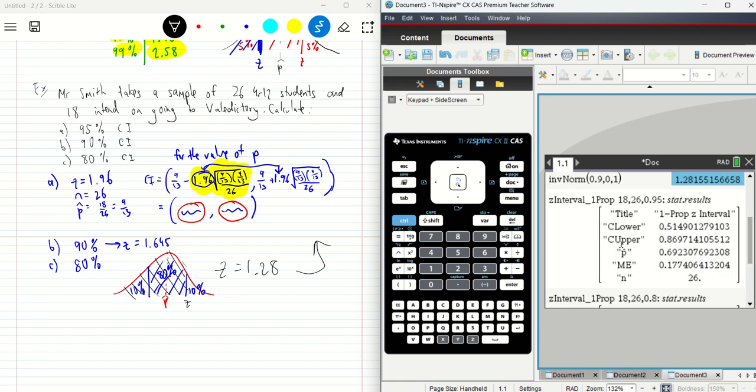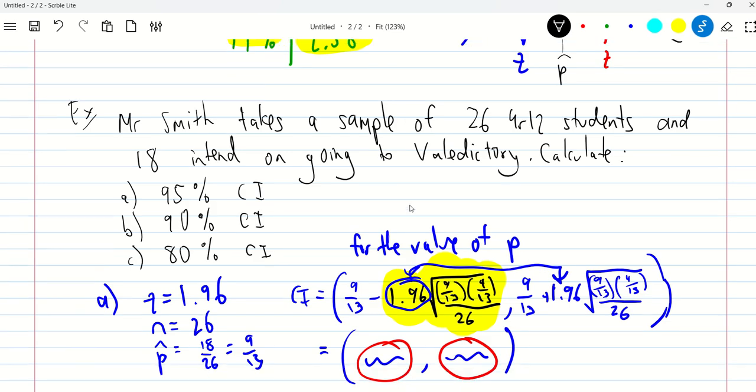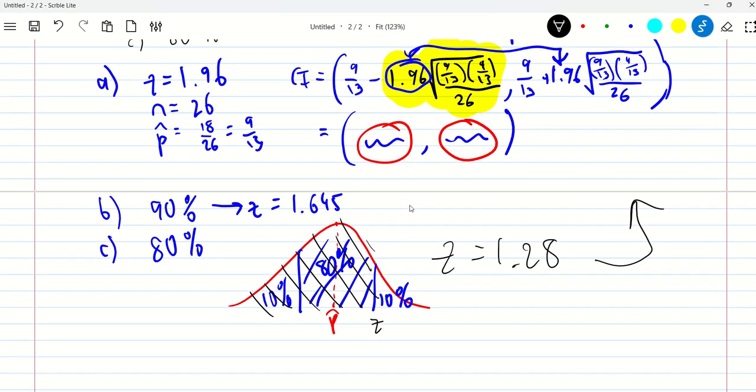So hopefully that makes sense. That's how you calculate those on your calculator, and so you don't have to do all these nasty calculations. But now you know how to do those things both ways. Hopefully that makes sense, and I'll see you in the next video.